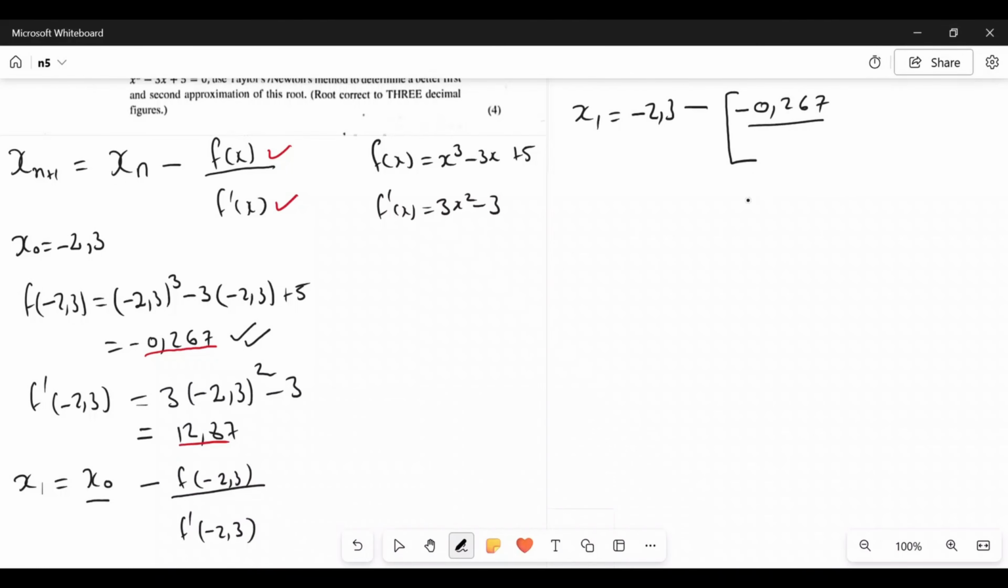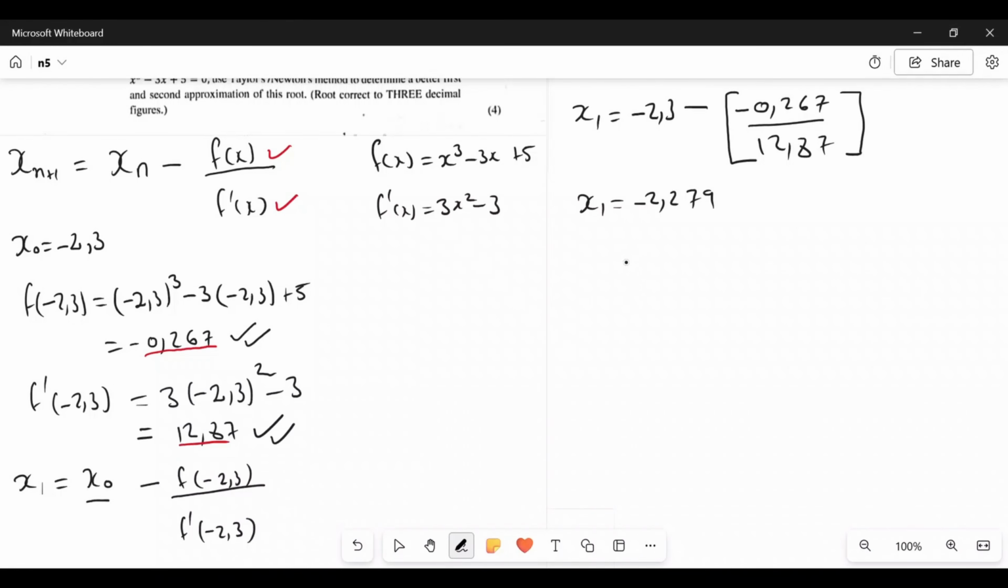So the answer is -0,267 divided by, now if you continue, look at the formula, this is divided by f of -2,3 prime, which is the derivative there, which is going to be this one there, which is 12,87. There we go. So you put this on your calculator to find x1. As I put this on a calculator, I'm getting the following: -2,279. So this here is our x1, the first approximation.